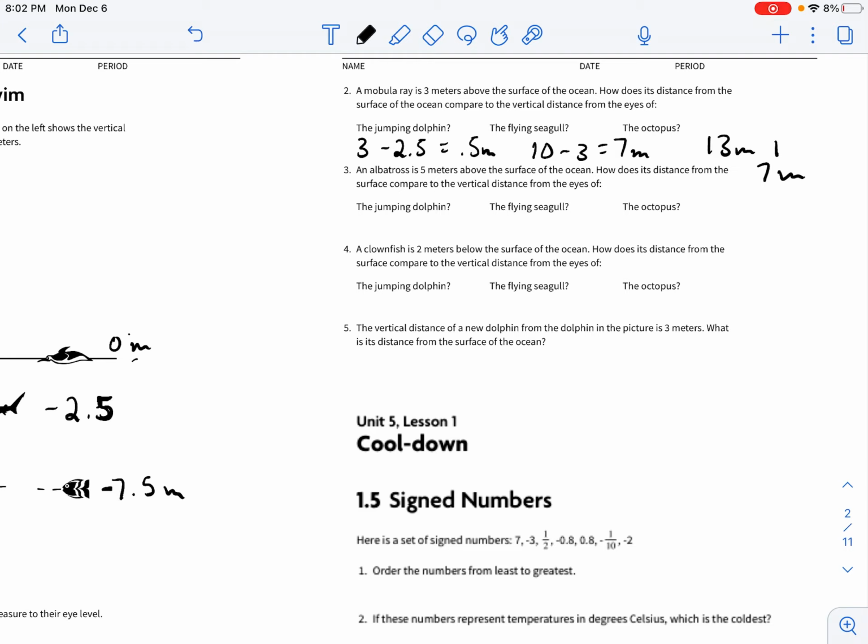Okay, an albatross is 5 meters above the surface of the ocean. How does its distance from the surface compare to the vertical distance from the eye of the jumping dolphin? So now it's 5.